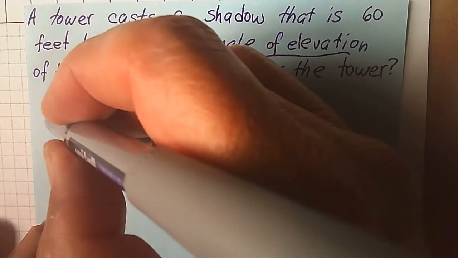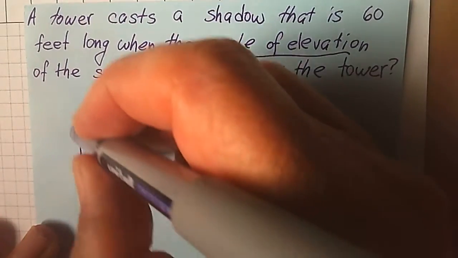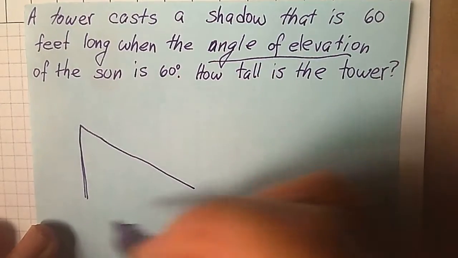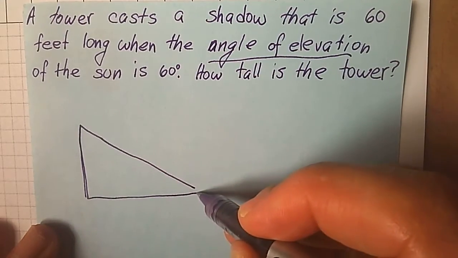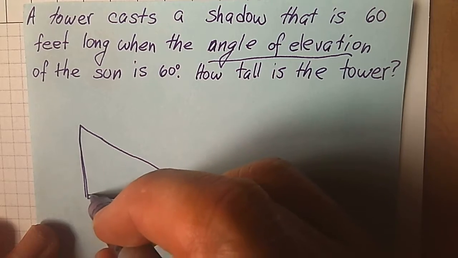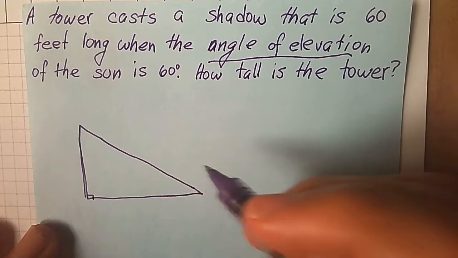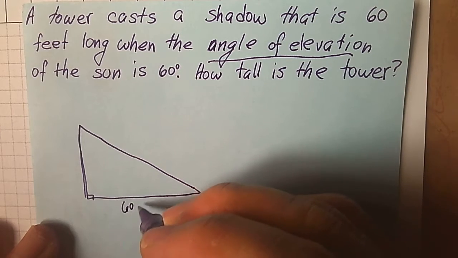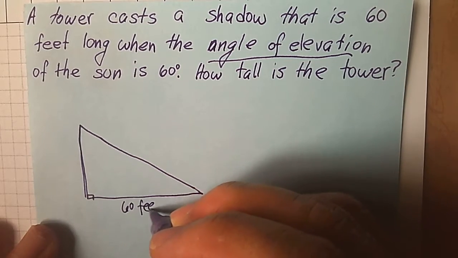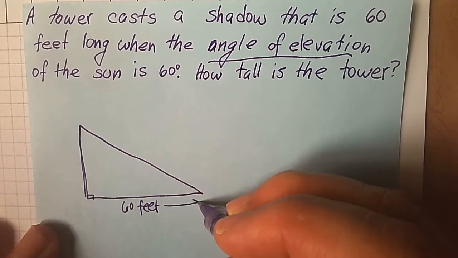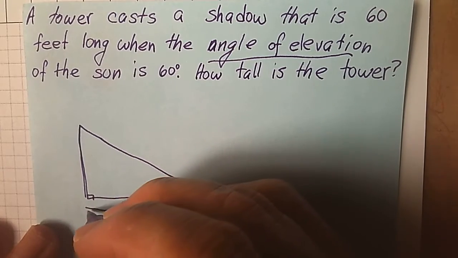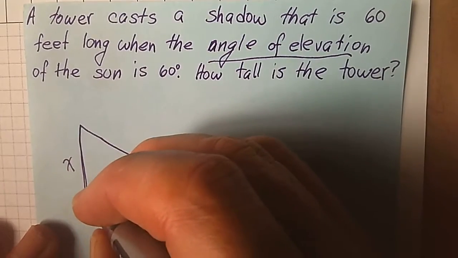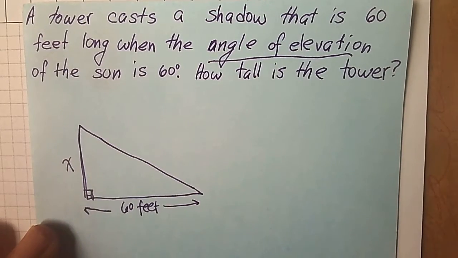The sun is coming this way, it's going to hit the tower and come down to the ground. So this will be known as the shadow. So tower, shadow, and they tell me that the shadow is 60 feet long. And they asked me how tall is the tower. That's the question, and remember this has to be a 90-degree angle.